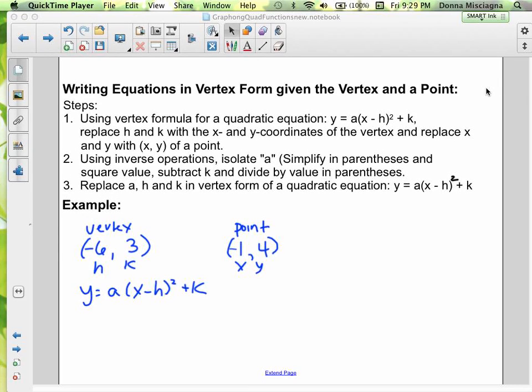Welcome. We're going to be writing equations of quadratic functions. First up, let's write equations in vertex form, given vertex and a point. So if you want to write the equation in vertex form, you got to know the vertex and you got to know a point.